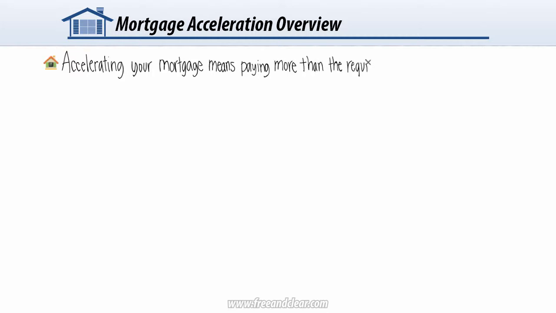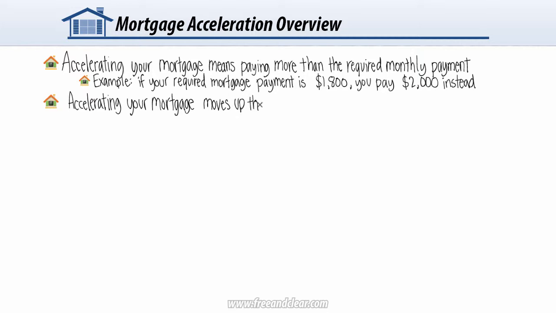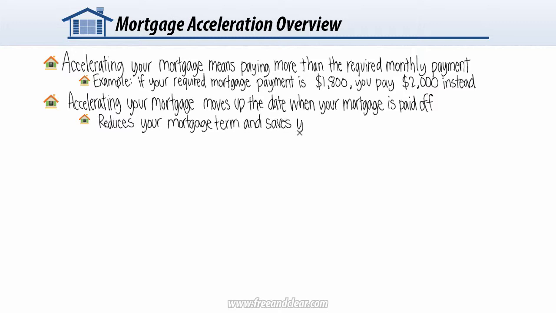Simply put, accelerating your mortgage means paying more than the required monthly payment. For example, if your scheduled monthly mortgage payment is $1,800, you pay an extra $200 per month and make a monthly payment of $2,000. Overpaying your mortgage moves up or accelerates the date when your mortgage is paid in full. Accelerating your mortgage can shorten the term of your mortgage by a number of years and save you tens of thousands or even hundreds of thousands of dollars in interest expense over the life of your mortgage.